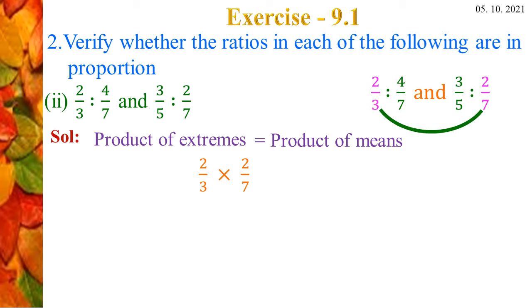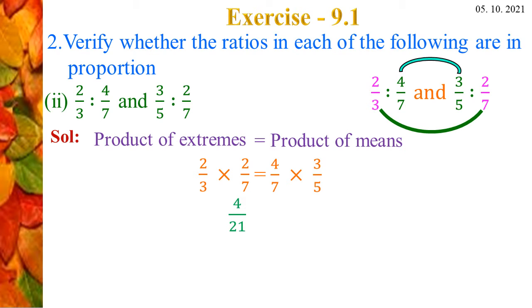That means 2 by 3 and 2 by 7. Substitute the value. Second and third terms are called product of means. That means 4 by 7 and 3 by 5. Substitute the values. We get 2 by 3 multiply with 2 by 7 equal to 4 by 7 multiply with 3 by 5. If it can be cancelled, cancel; otherwise directly multiply and place the answer. Here we cannot cancel the common factor, so we have to multiply directly.